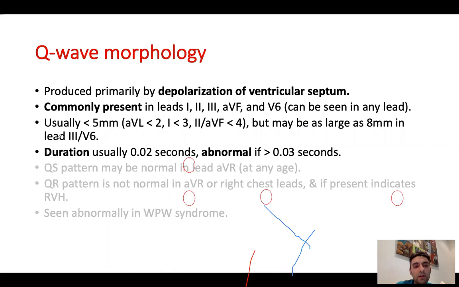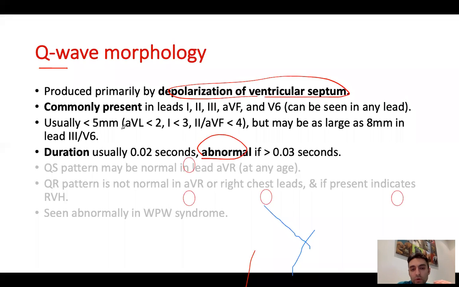Okay. I don't know, we're taking so much time, but I was just going to say something about Q waves. Q waves are normal ventricular septal depolarization, and they are present in leads 1, 2, 3, AVF, and V6. So if you see Q waves that are present elsewhere, or if the Q wave is wide, it could be an abnormal finding. So the duration of the Q is very important. If it's abnormal, it may indicate infarction or history of infarction.